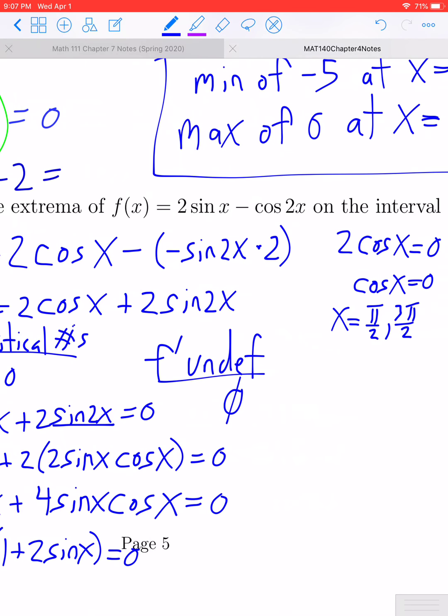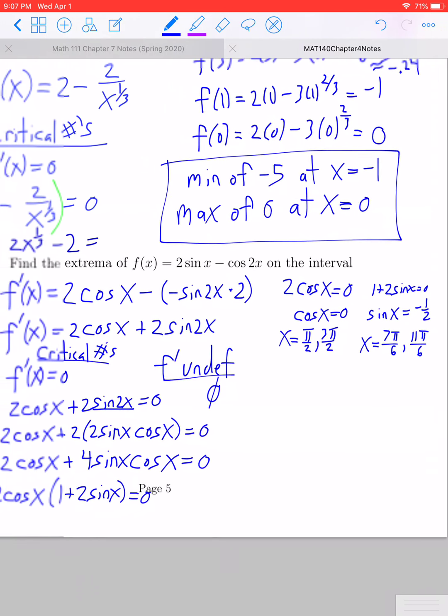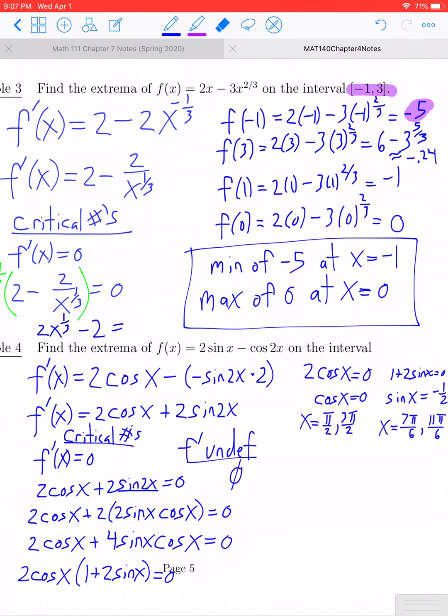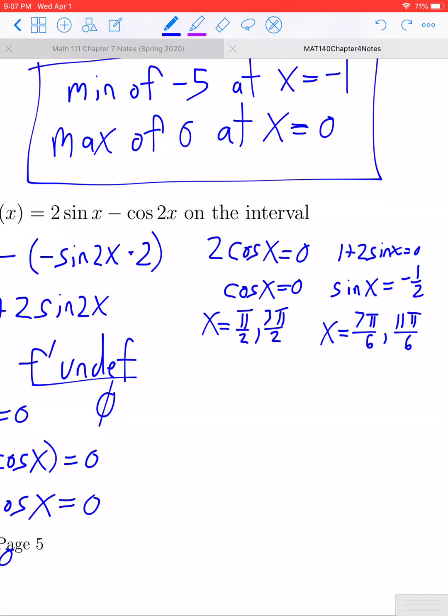So now that we know what our critical numbers are, we also know the endpoints are 0 and 2 pi. We're going to go ahead and evaluate this function at those points. Let me start with the endpoints because those are going to be the easiest. F of 0 would be 2 times the sine of 0 minus the cosine of 2 times 0, which is 0. Sine of 0 is 0. Cosine of 0 is 1, so that's going to be negative 1 for the final answer.